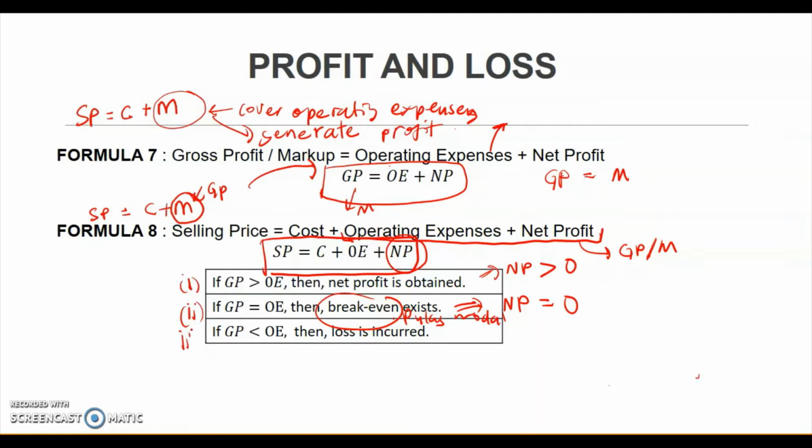Okay. But what happens if the gross profit is less than operating expenses? Nilai untung kasar lagi kurang daripada perbelanjaan. So in here, loss is incurred. So that means your company akan rugi, menanggung kerugian. So if gross profit is less than operating expenses, this will result in a net profit value that is less than 0. Maksudnya kalau you buat calculation, you dapat net profit nilainya negatif. So bila nilainya negatif, maksudnya you akan dapat kerugian, nilai rugi, bukan lagi untung.